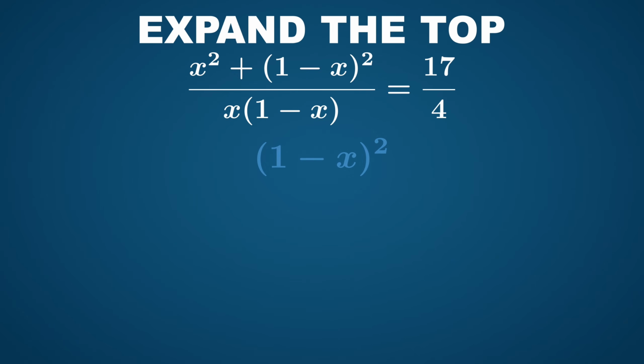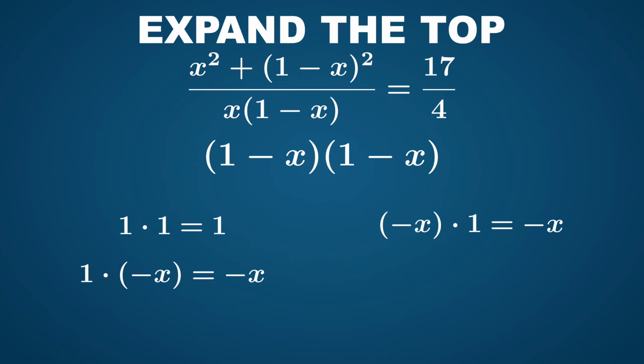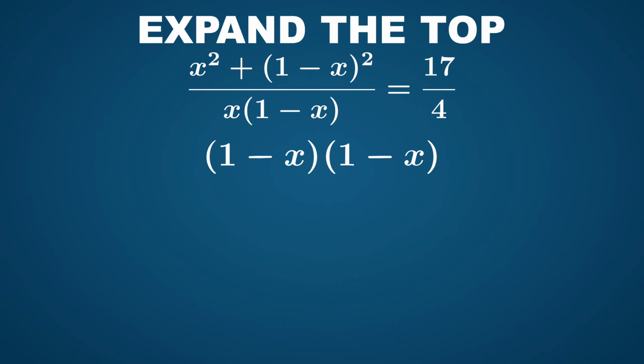Let us expand 1 minus x, all squared, term by term. 1 minus x, all squared, means 1 minus x times 1 minus x. Multiplying out, 1 times 1 gives us the number 1. Then 1 times negative x gives us a negative x term. Negative x times 1 gives another negative x term. And negative x times negative x gives positive x squared. Adding those four pieces gives 1 minus 2x plus x squared.